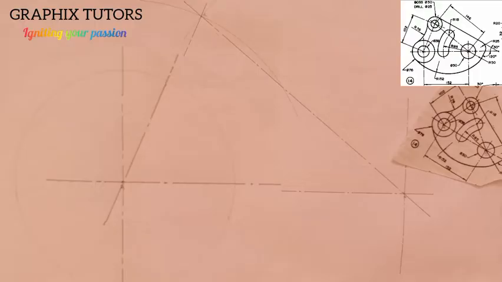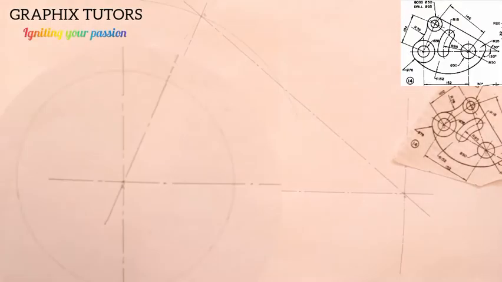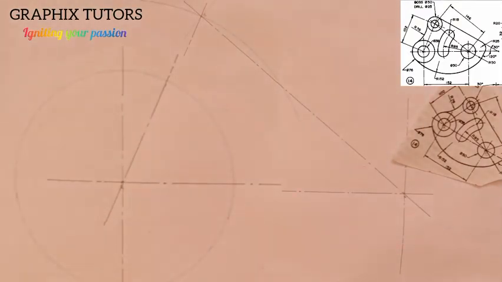I'll draw it with what? Faint line first. Now, I believe you can see the faint line. Let me make it bolder to ensure that we are moving forward. That's the first thing, your faint line.